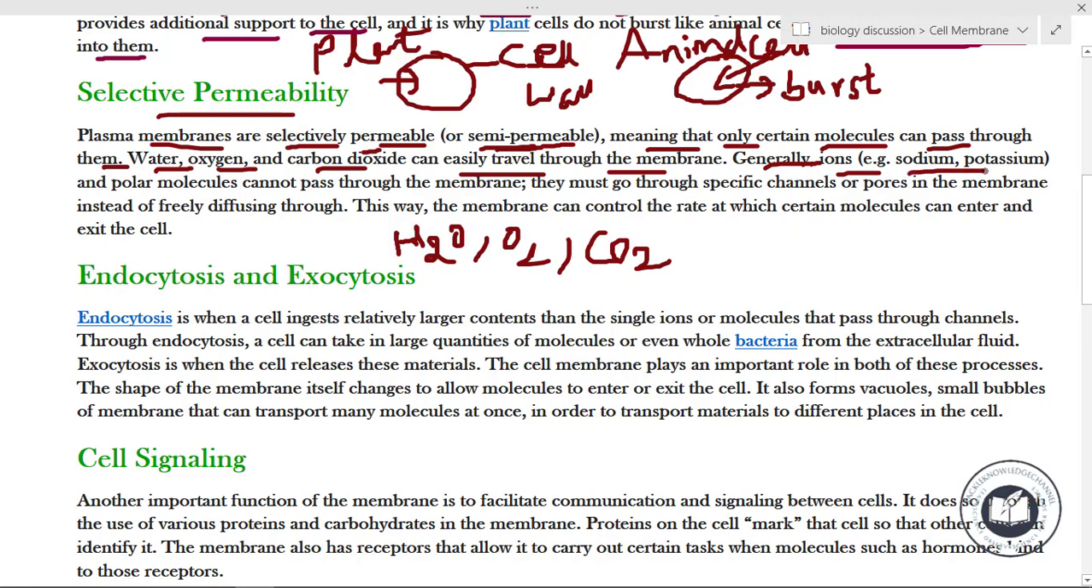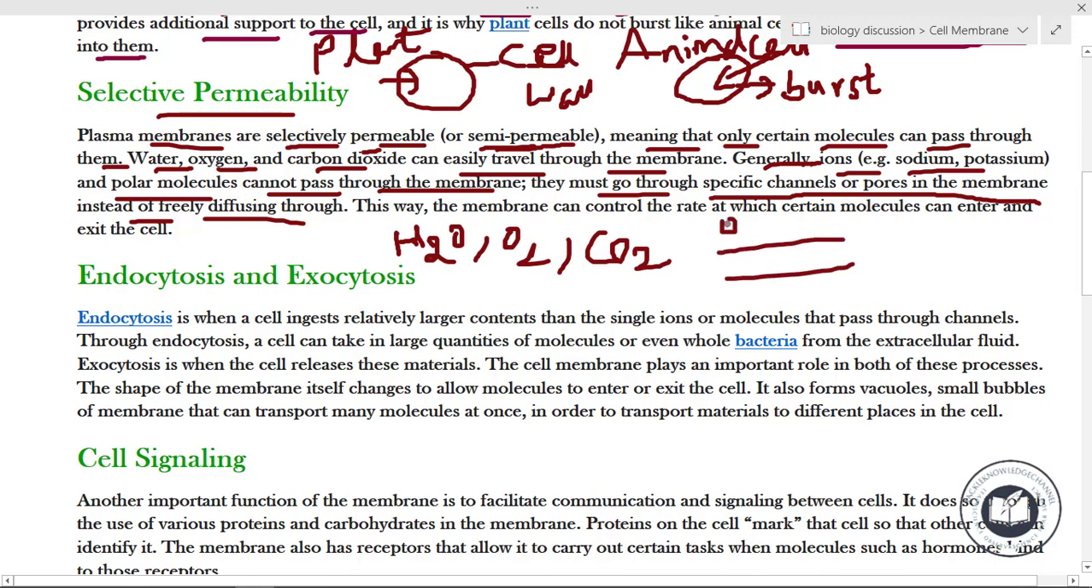Generally, ions like sodium and potassium, and polar molecules cannot pass through the membrane. They must go through specific channels or pores in the membrane instead of freely diffusing through. So they have to enter through channels only, and they cannot diffuse easily.